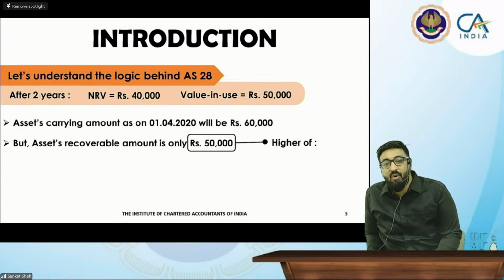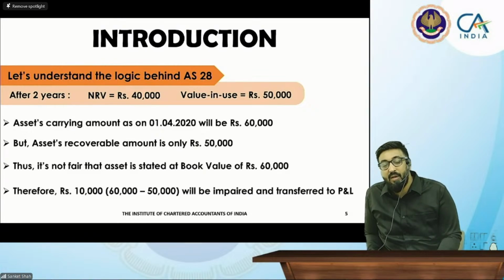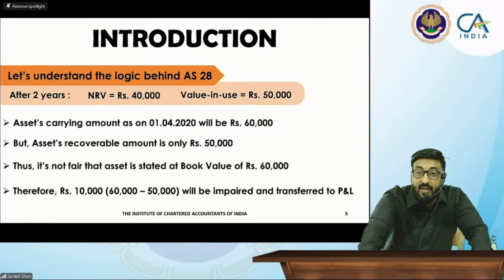Recoverable amount is called as the higher of NRV or value in use, net realizable value or value in use. So it is not fair to show the asset as 60,000, you should reduce it. Why? Because of the prudence concept, and therefore it is called as the asset is impaired by 10,000. Now, everyone understood the wording part? Everyone, impairment loss 10,000.